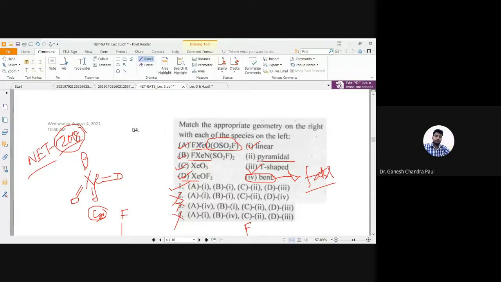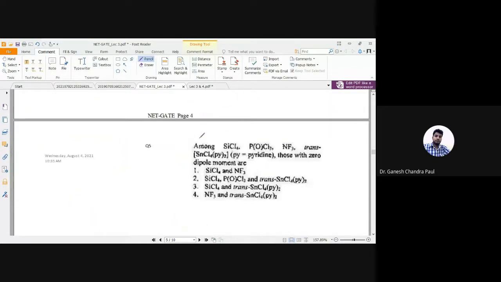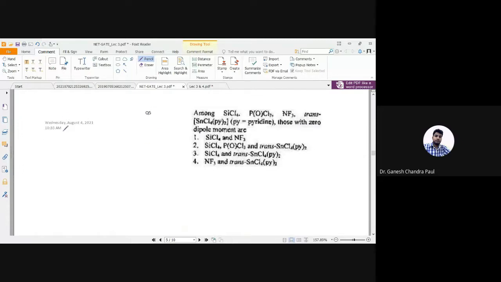So next question is also from the CSIR NET exam. You can see here that this question also came in the 2018 NET CSIR exam, December. There are a total of 4 compounds given. First one is silicon tetrachloride, second is phosphorus oxychloride, third is nitrogen trichloride, and the fourth is trans-SnCl4(py)2, where py stands for pyridine. Those with zero dipole moment are.